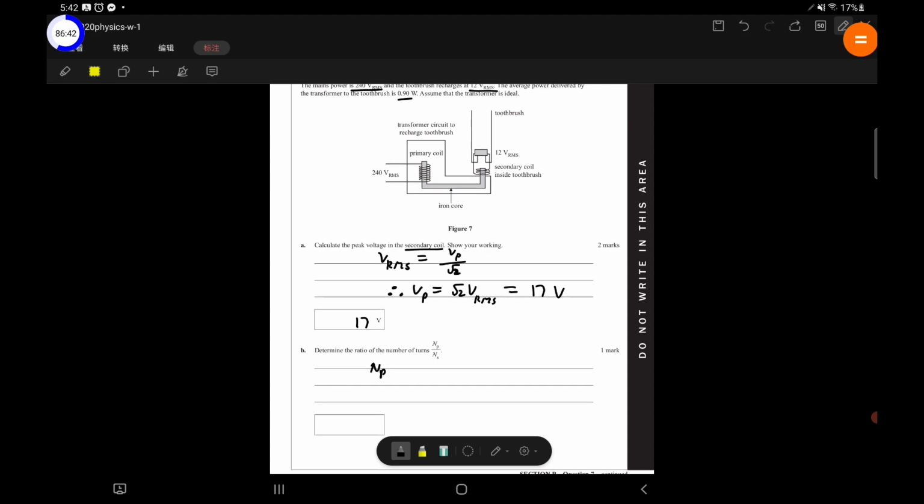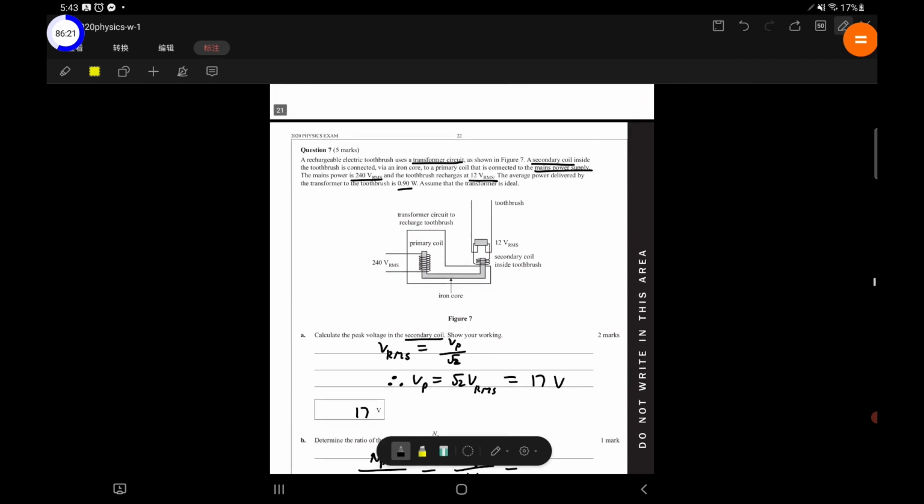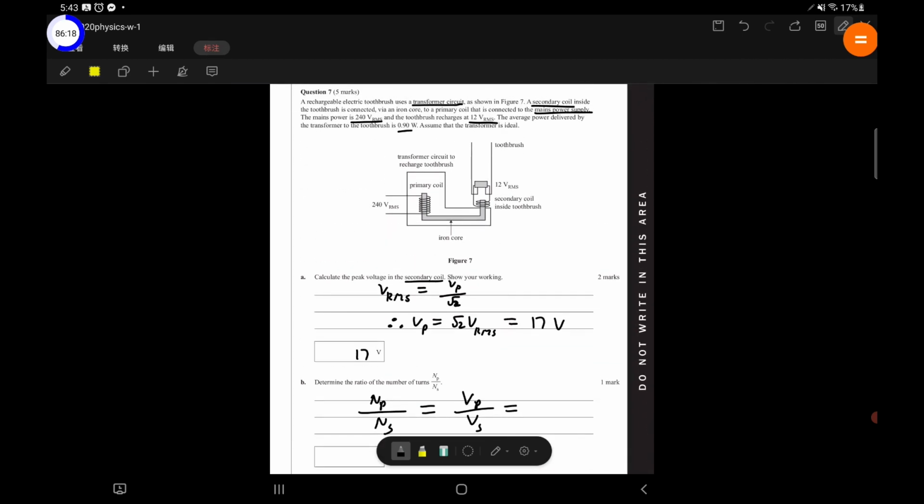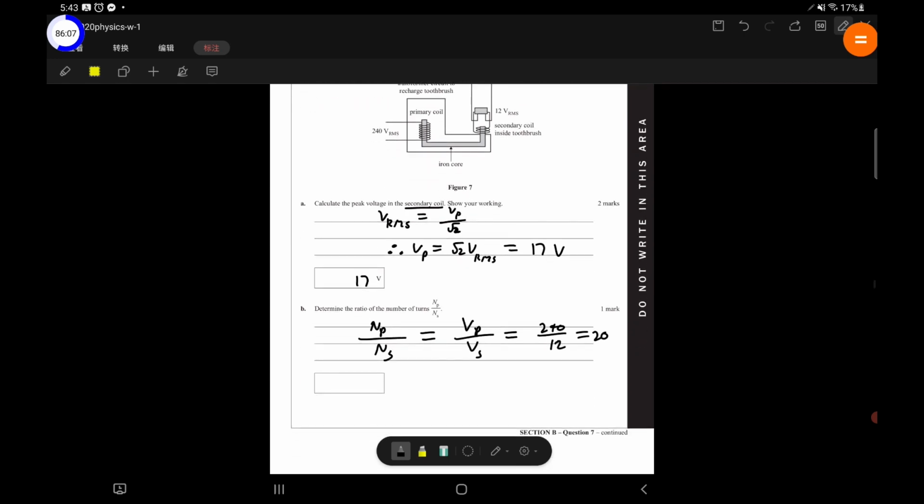So the coils in the primary, NP, divided by the coils in the secondary, NS. What is that equal to? Well, that is equal to the voltage in the primary over the voltage in the secondary. Dividing these two values gives us 20, so that is our ratio. You can also write this as 20 to 1, but it doesn't really matter.